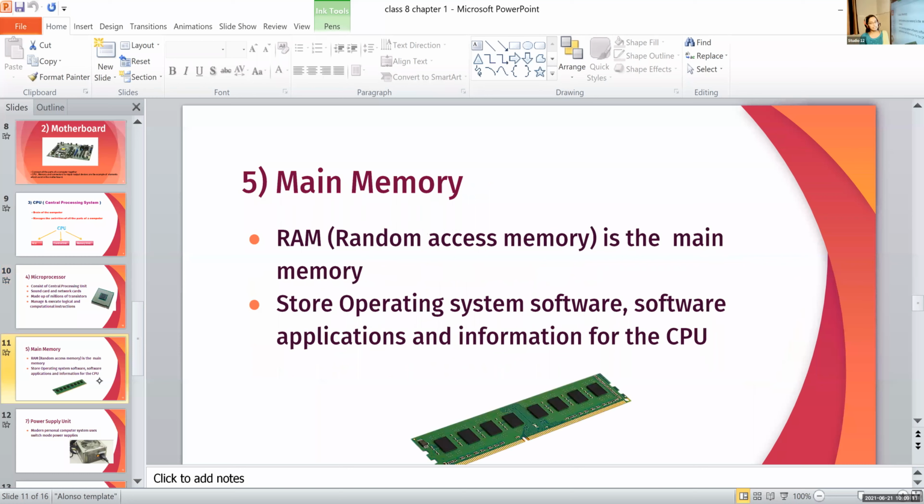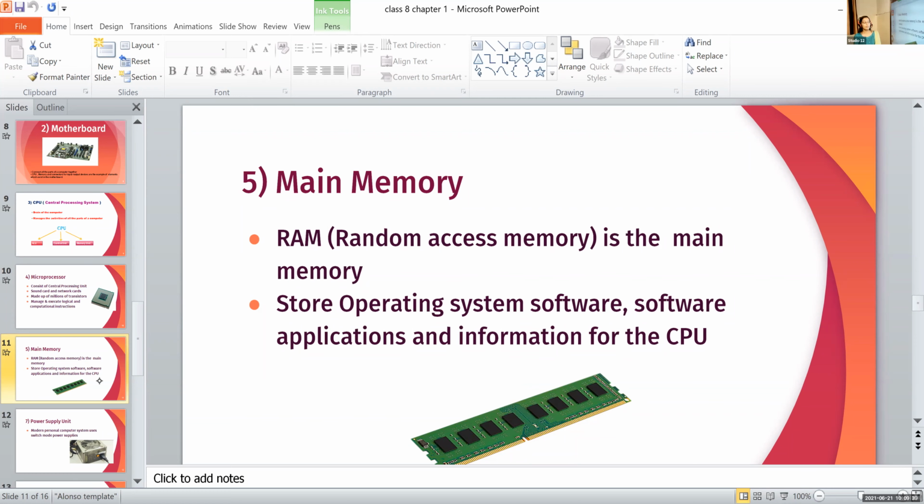Main memory. See, a computer has two types of memory, primary memory and secondary memory. The points that I am telling you are out of your text, so please listen carefully. In this chapter, you have to learn about the main memory, that is RAM. What is the full form of RAM? Random access memory. It is the main memory of the computer.